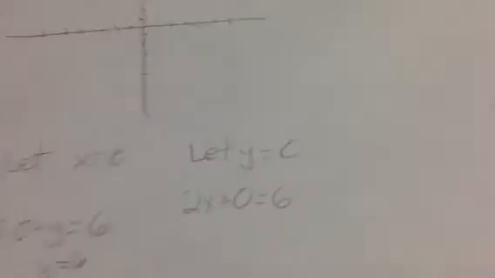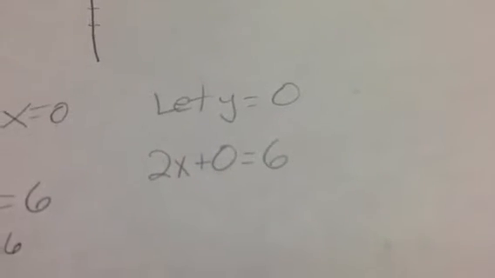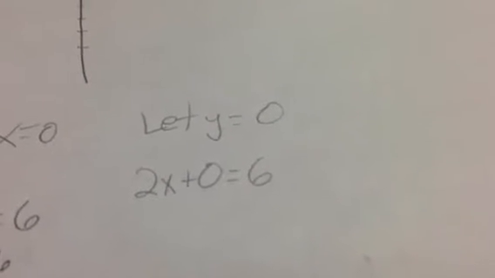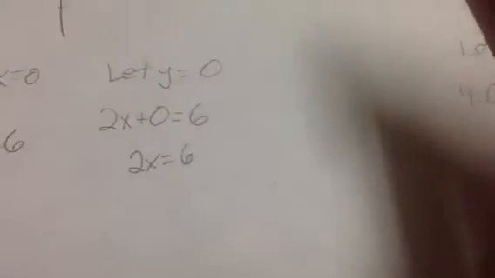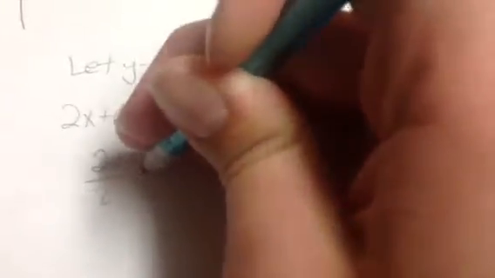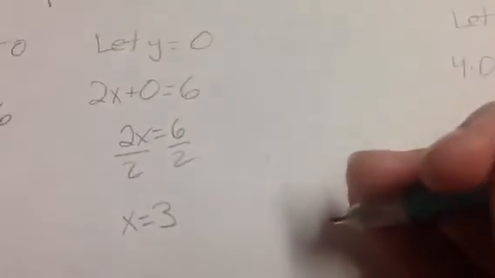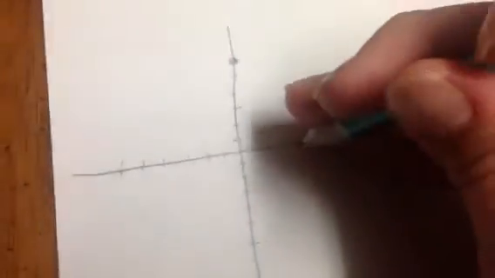Alright, so for our second point, we're going to let y equal 0. So when we let y equal 0, we have 2x plus 0 equals 6, which simplifies to 2x equals 6. Next thing we do, we divide both sides of the equation by 2, and we're left with x equals 3. So we now have our second point at 3, 0. And we graph that 3 spots to the right of the origin.